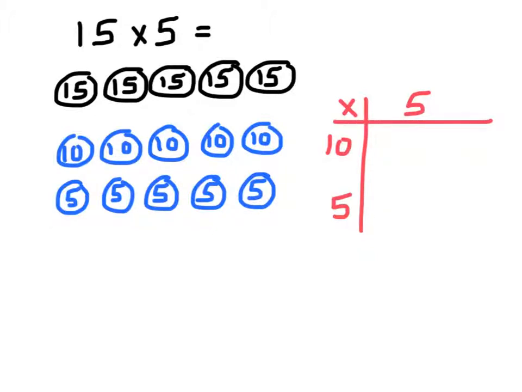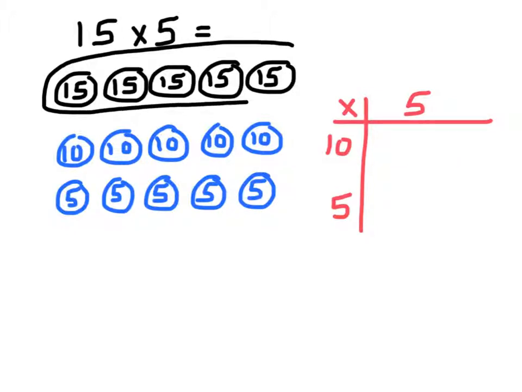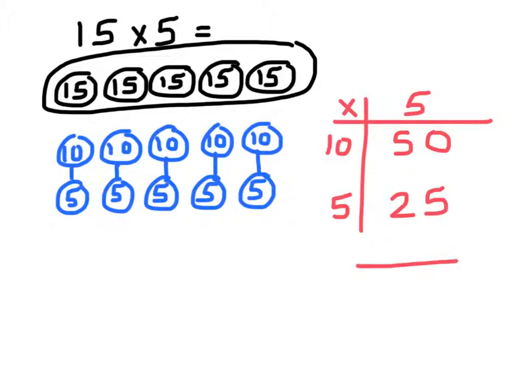So 15 times 5. First thing I'm thinking is, in my picture, have I made 15 5 times? Yes, I have. Can I break the 15 into piles? Yep, I can break it into a pile of 10 and 5, and I'll do that 5 times, which means when I write out my grid method, I'm doing 10 times 5, which is 50, and 5 times 5, which is 25. Altogether, I have got 75. So 15 times 5 equals 75.